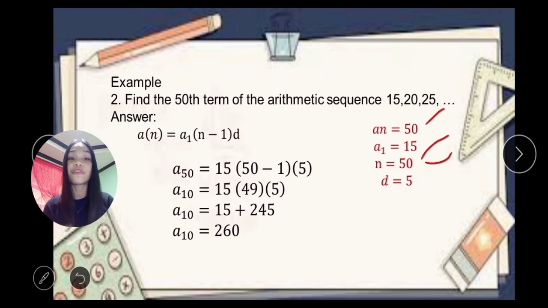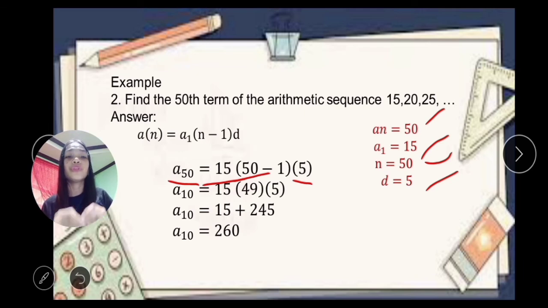And our common difference is 5. So now, let's put it into our formula form. Okay, we have our An. 15 is our A1, 50 is our n, minus the 1. And then our common difference is 5.